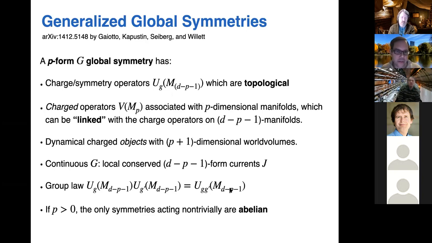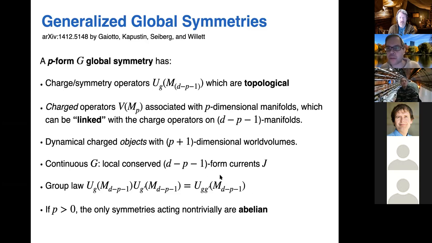And I have these charged operators that are maybe higher dimensional, and they can create charged objects. Just like an ordinary local operator can create a point-like particle that has a one-dimensional world line that extends through time, if I have the case of a one-form symmetry, I have charge operators that live on lines, like Wilson lines, and they can create strings that have two-dimensional world sheets and so on. So I can get p plus one-dimensional world volumes.